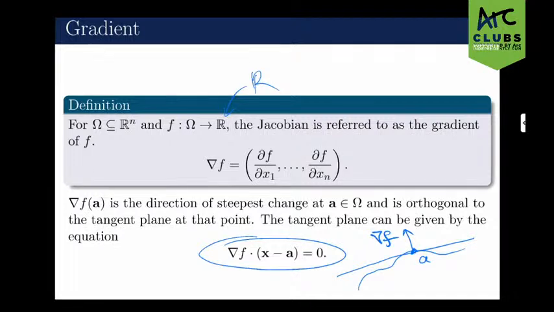Yeah, I think it's a bit confusing that this is actually normal to the surface. Like this is my surface. The gradient is actually normal to that. It's not in the same direction or anything like that. As you might imagine, it's actually normal to it because this is a direction in which it's changing.